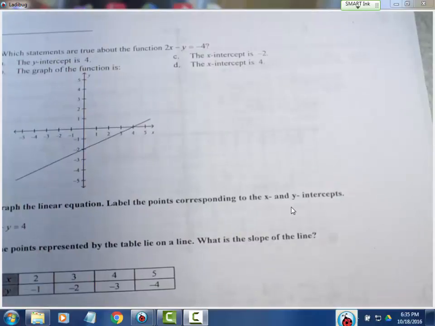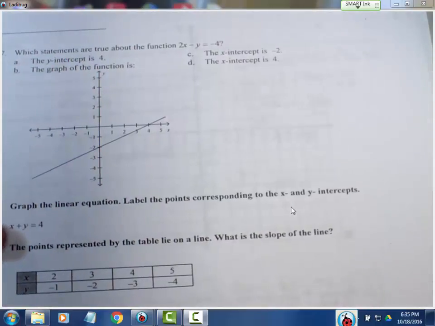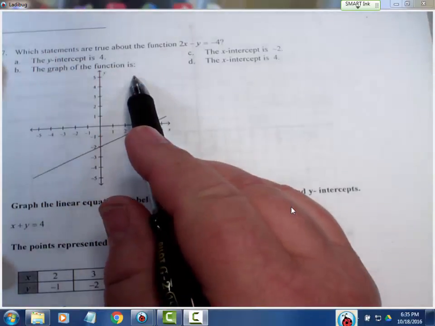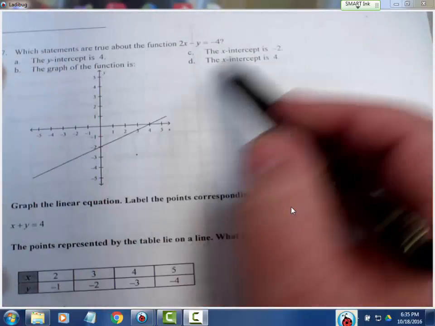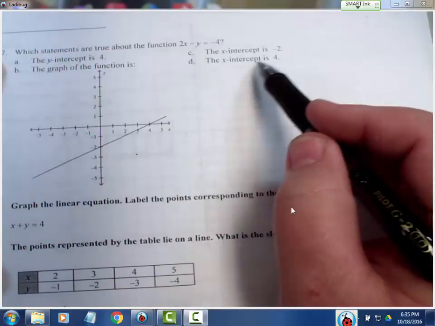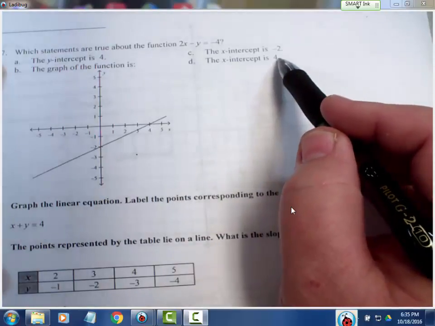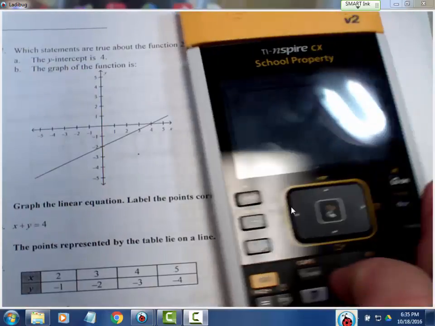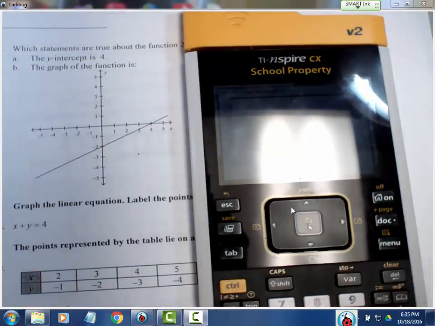Which statements are true about the function 2x minus y equals negative 4? The y-intercept is 4. The graph of the function is this. The x-intercept is negative 2. And the x-intercept is 4. Okay? All of those questions can be answered with a simple graphing of the relationship, the equation, on your calculator.